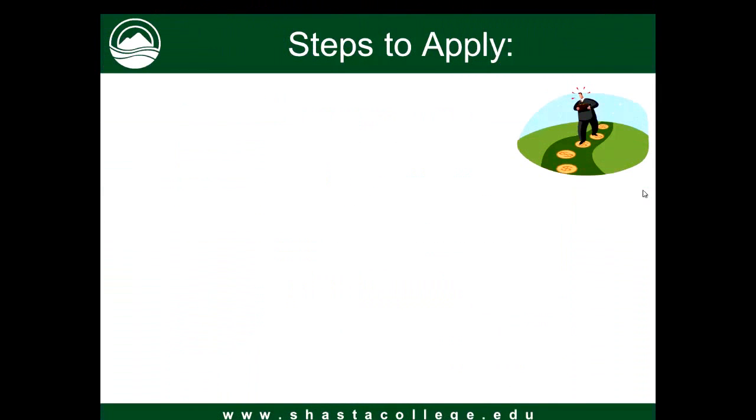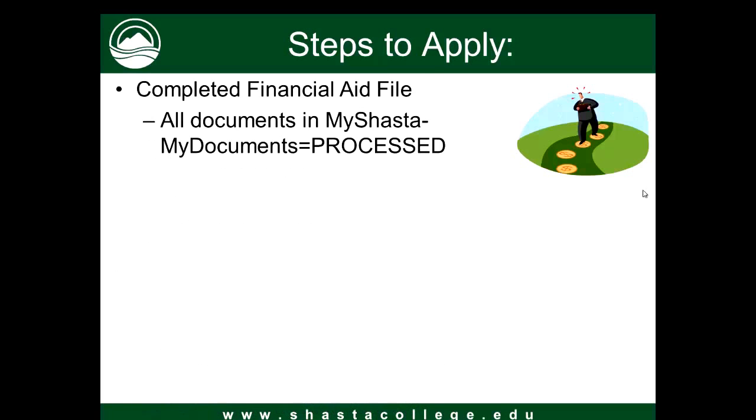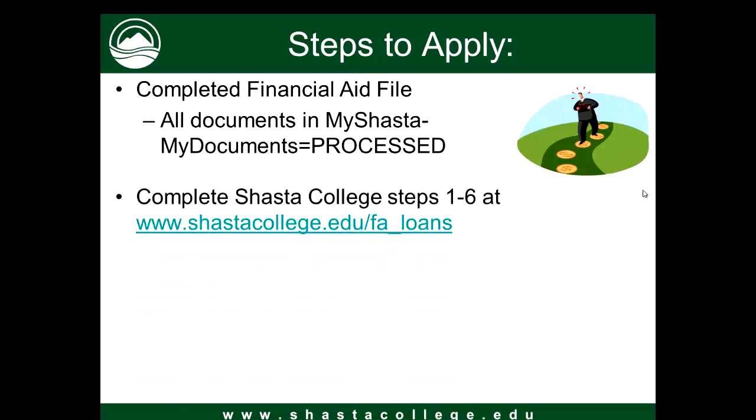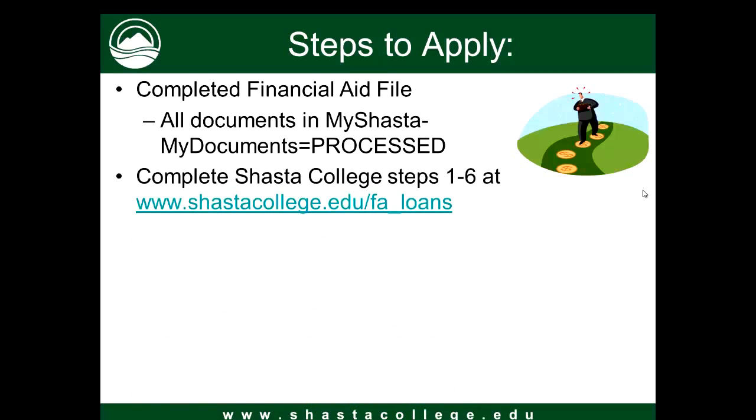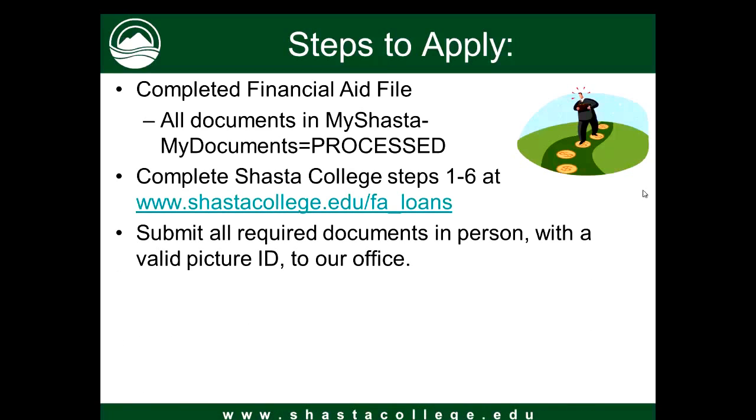In order to apply for a federal student loan, you must first have a completed financial aid file with our office. If you have a fully processed file, we can evaluate your loan eligibility once you complete steps 1 through 6 on the student loan webpage off of the financial aid homepage. I would highly recommend that you print out the loan borrower's checklist prior to submitting any documents to our office. We cannot accept partial applications. Once you complete steps 1 through 6, submit the documents to our office in person with a valid picture ID.